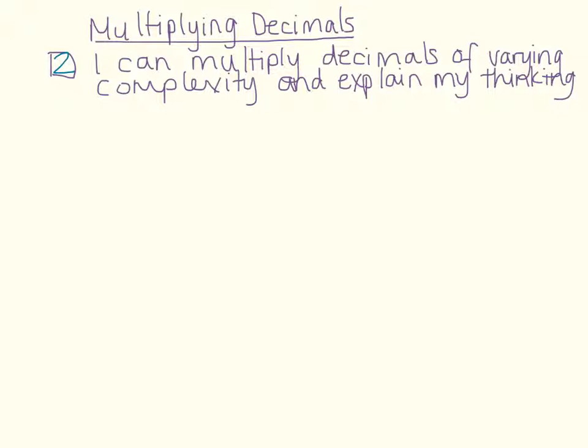So we're going to start with multiplying decimals. Our learning intention is I can multiply decimals of varying complexity and explain my thinking. And I'm going to show you how to get a 2 on this particular math journal. And really the way to do that is to do the multiplication of decimals for varying complexities. So I'm going to write that down.